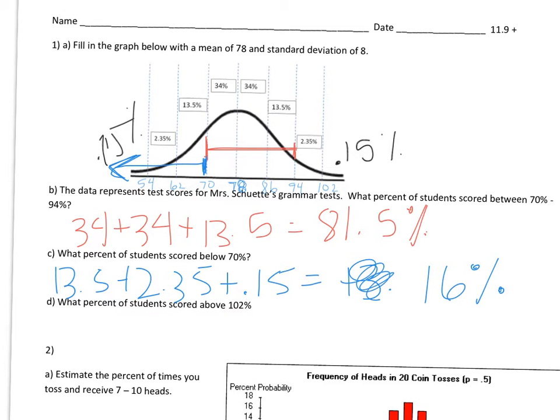And the last one, what percentage of people scored above 102? So Miss Shooting must be giving out some extra credit. So here is 102, and above that, it is just the tail. So it'd be 0.15%. So that's when I have the percentages already given to me. When I have a normal distribution curve and I'm only given the mean and the standard deviation, that's when you should draw this curve and label the percentages.